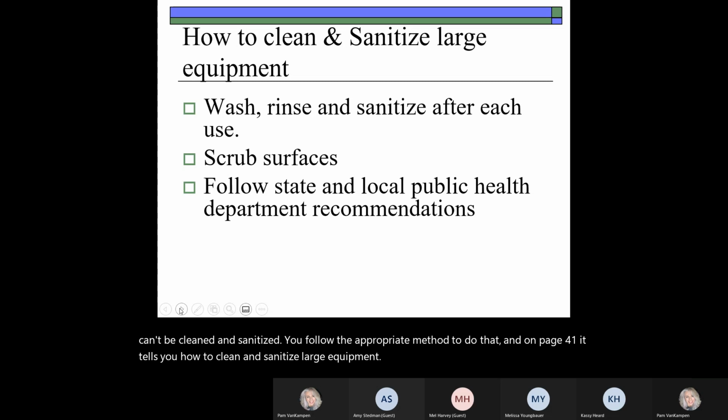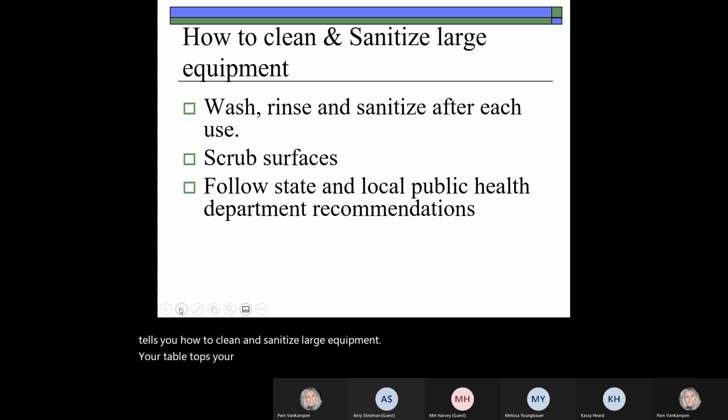Your tabletops, your countertops, all of those things. So that might be on the test. Something is never too large to be cleaned and sanitized.